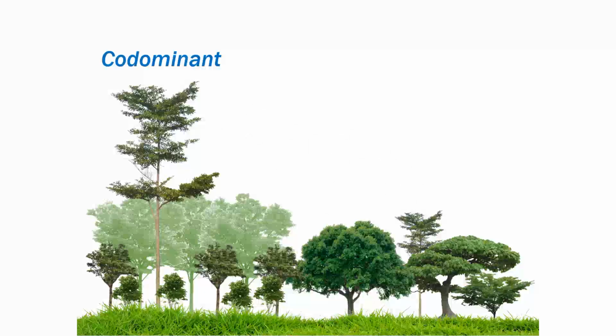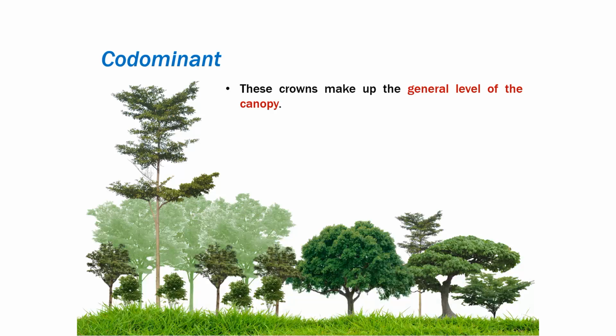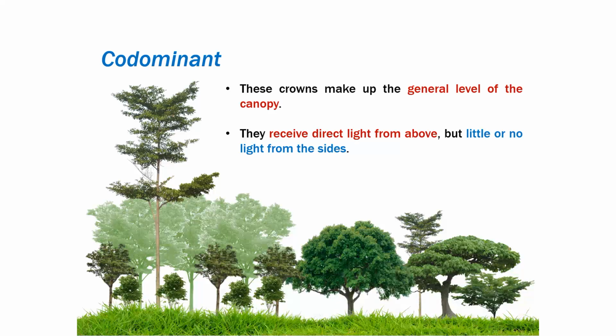So the next layer is codominant. These crowns make up the general level of the canopy. They receive direct light from above, but little or no light from the sides. And generally, they are shorter than the dominant trees.